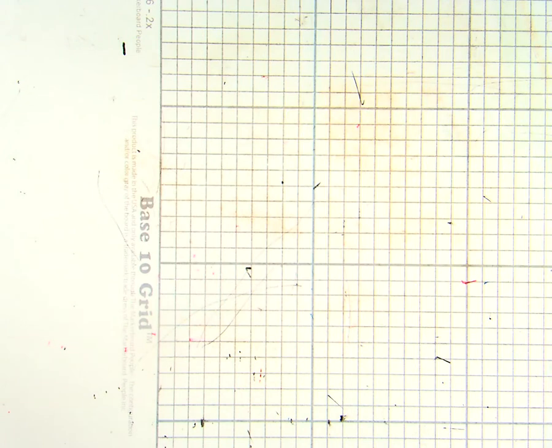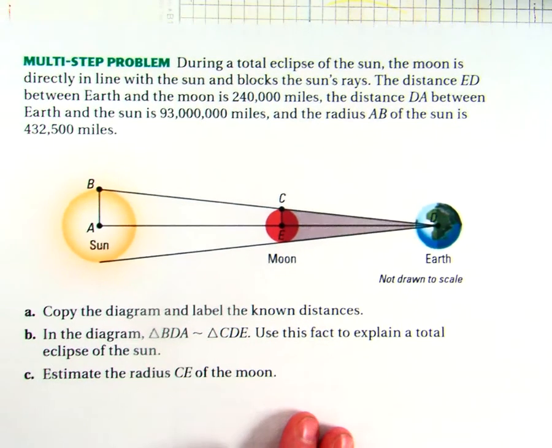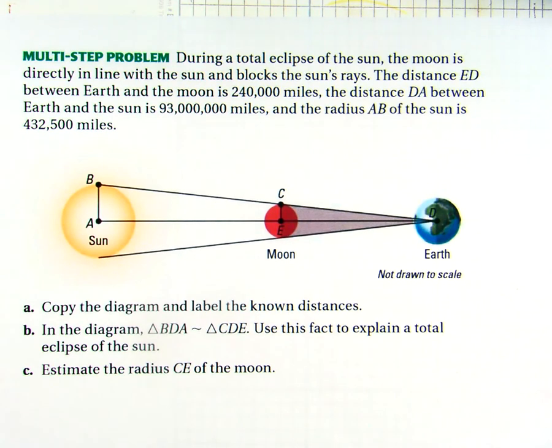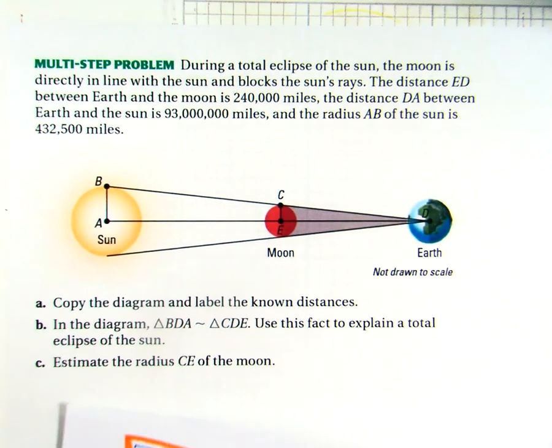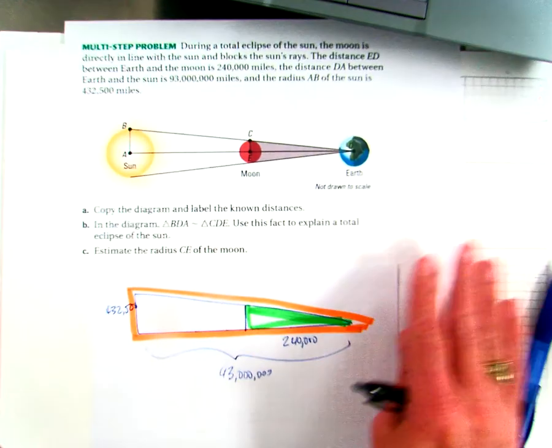And let's look at this problem. During a total eclipse of the sun, the moon is directly in line with the sun and blocks the sun rays. The distance ED between Earth and the moon is about 24,000 miles. The distance DA between the Earth and the sun is 93,000 miles. And the radius AB of the sun is 432,500 miles. Here I've labeled parts of it which may be helpful to you.